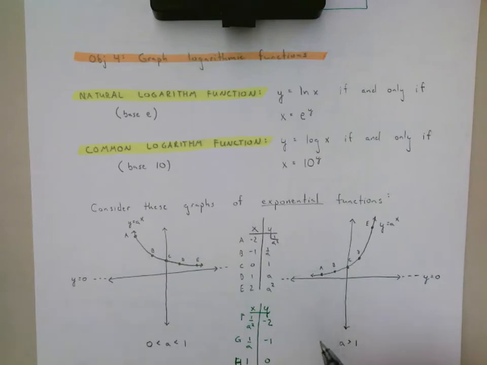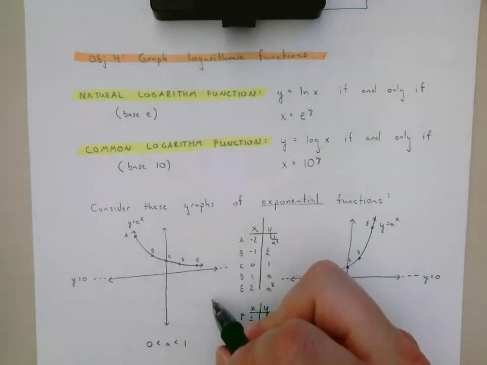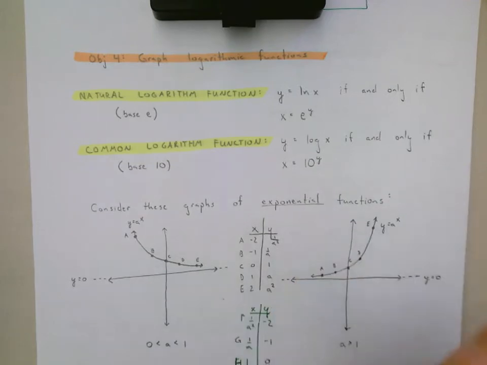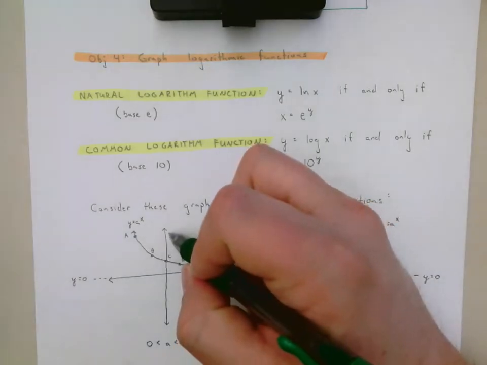Okay? So let's start off with the one on the left where we're using a between 0 and 1. We'll start with our ordered pair 1 over a squared, comma, -2. That's going to be a very large number down in here. I may even kind of leave it off my graph and come back to it. Maybe it's better if I start here at a squared, comma 2.